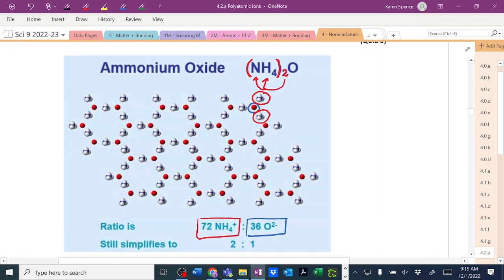Now, do you need to be able to draw this structure or count them up? No, you don't. You just need to be able to know that if we have a 2 on the outside of the brackets, that means there's 2 of that entire ion. Okay.